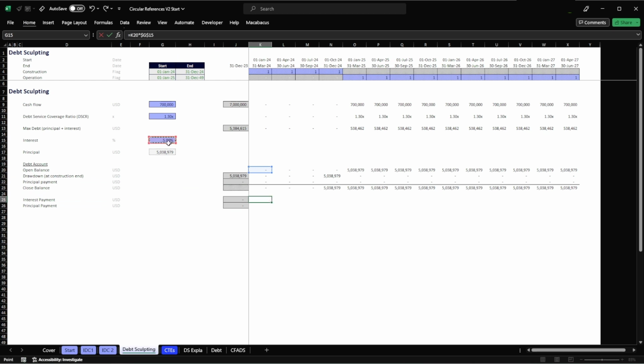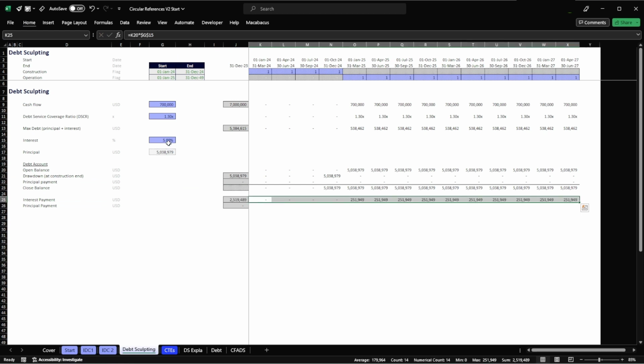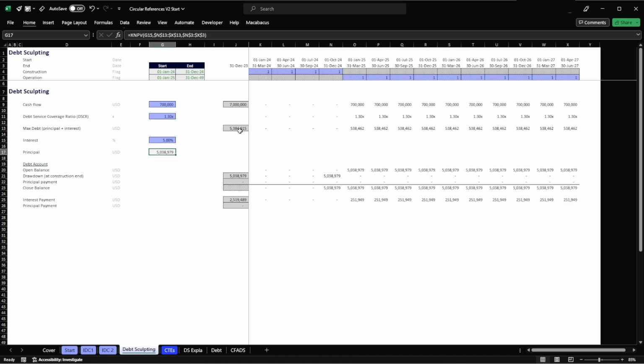Let me just anchor this thing here so we can see what we're going to have. So is this correct? No, because the difference between the principal and the max debt is approximately $300,000, but we're paying $2.5 million, right? So we have the principal, this is the max principal plus interest, and the difference between the principal and this number here should give us the interest, which is $300,000 give or take.